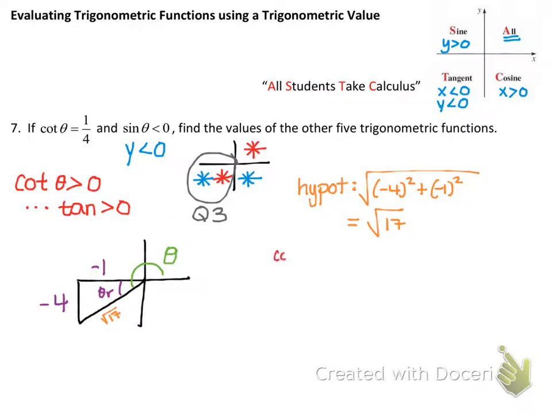So cosine, sorry, I usually start with sine. Sine of theta equals opposite over hypotenuse, which is -4 over root 17. So that's actually going to equal -4 root 17 over 17. Cosine theta equals -1 over root 17. So this is going to equal -root 17 over 17.